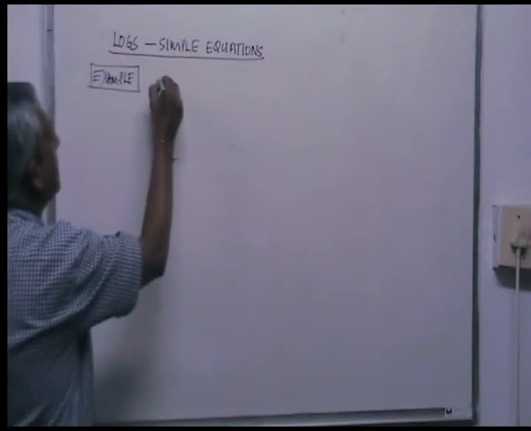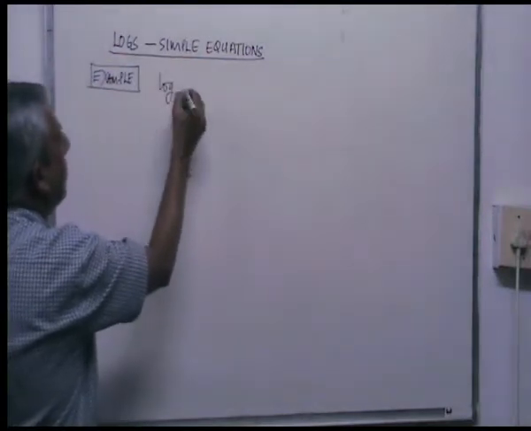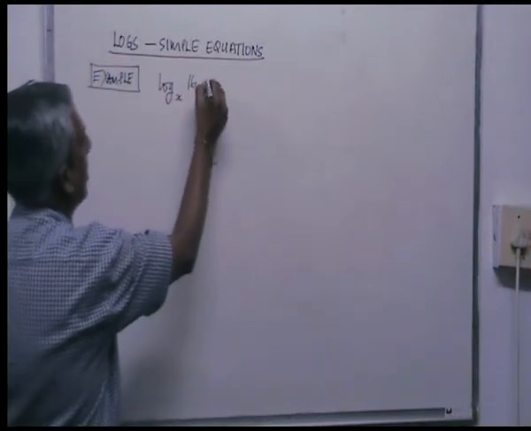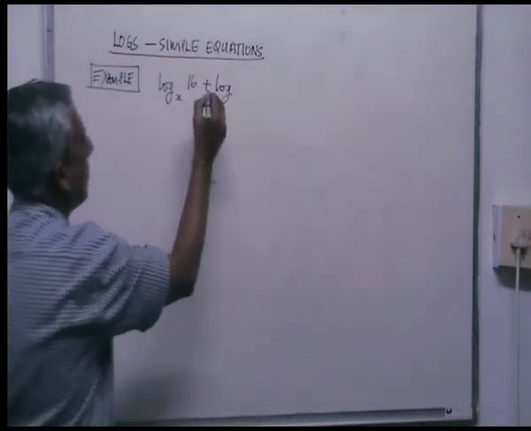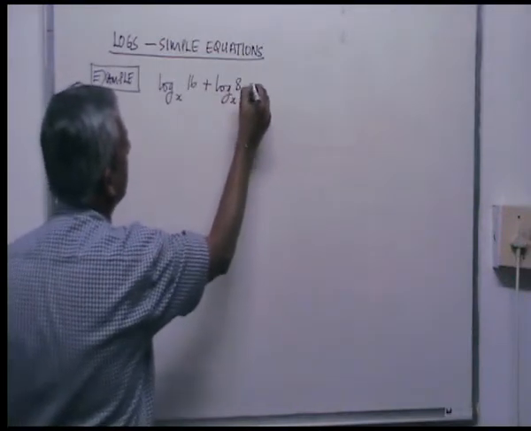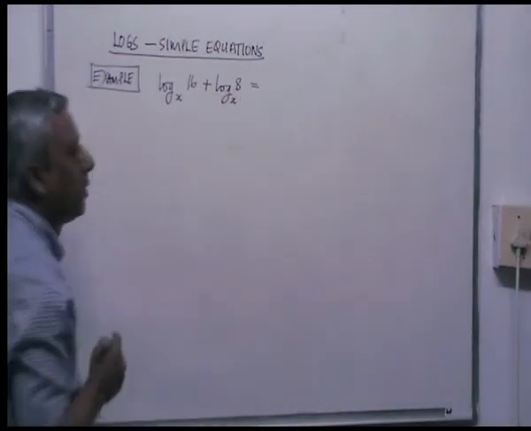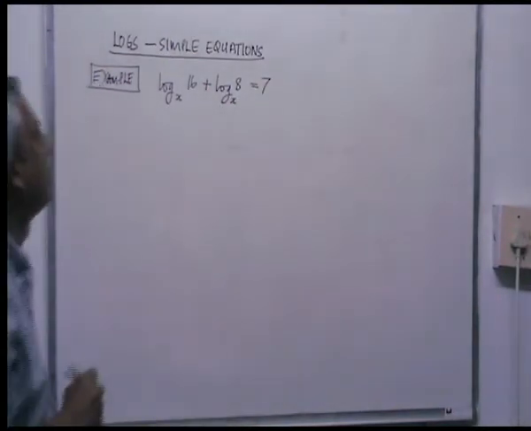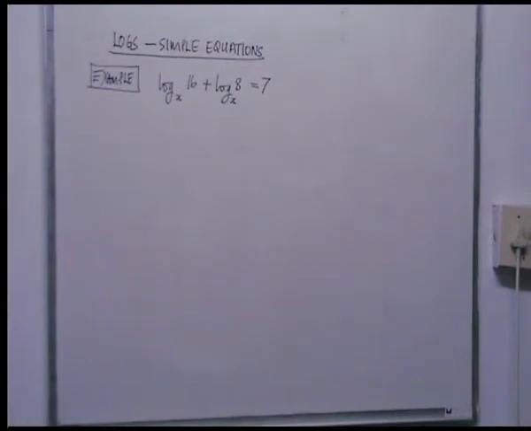Let us suppose you have this example here, that log of 16 to the base x plus log of 8 to the base x is equal to 7. Let us suppose you're given the simple equation here. Log of 16 to the base x plus log of 8 to the base x is equal to 7, and you are required to solve for x.